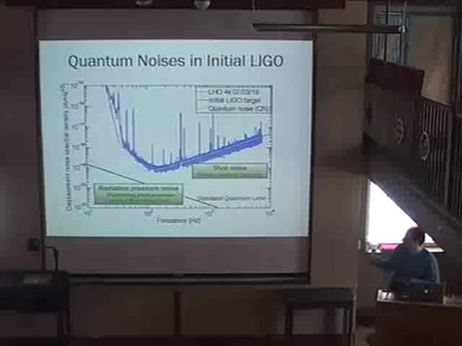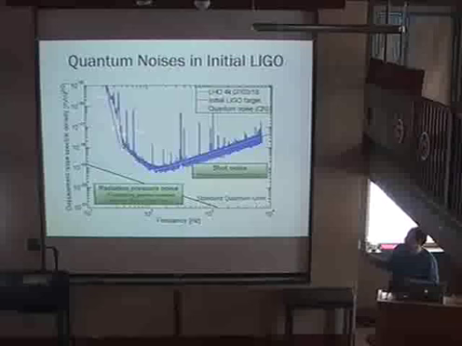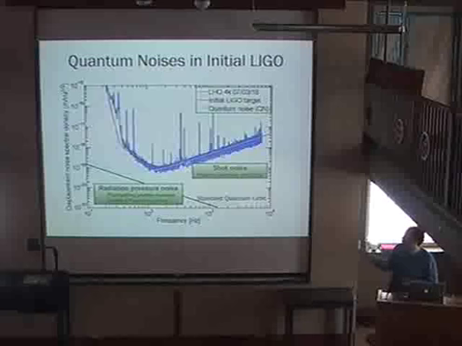So why don't we see the radiation pressure noise in initial LIGO? It's because we have seismic noise at very low frequency and some thermal noise and other things out here. So the only quantum noise we're seeing in initial LIGO is the shot noise.